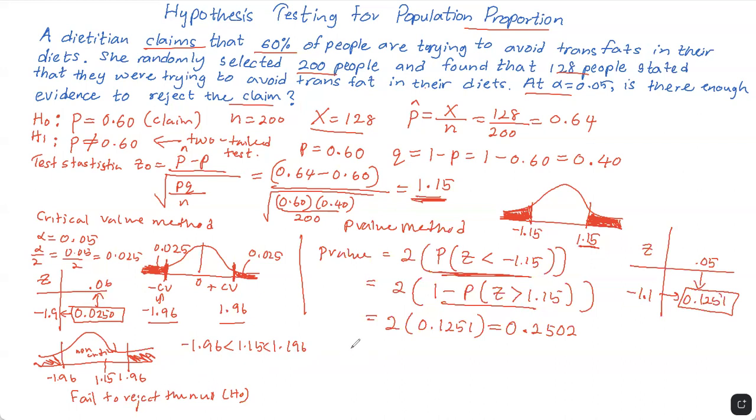So now compare the p-value. P-value equals 0.2502 and alpha equals 0.05. So we compare these two numbers. As you can see, the p-value is large. So if the p-value is larger than alpha, then we fail to reject the null. So in both cases, we fail to reject the null.